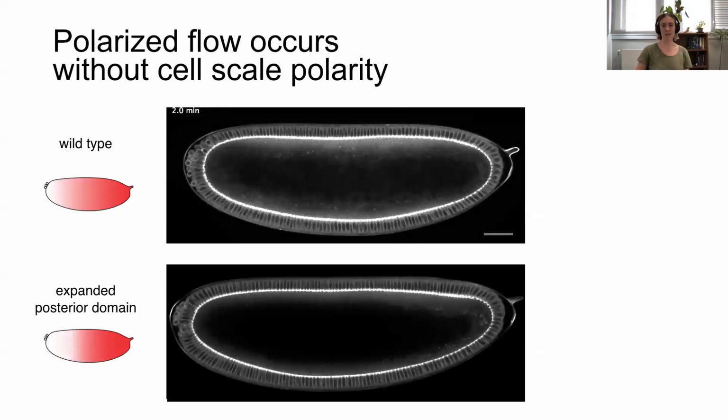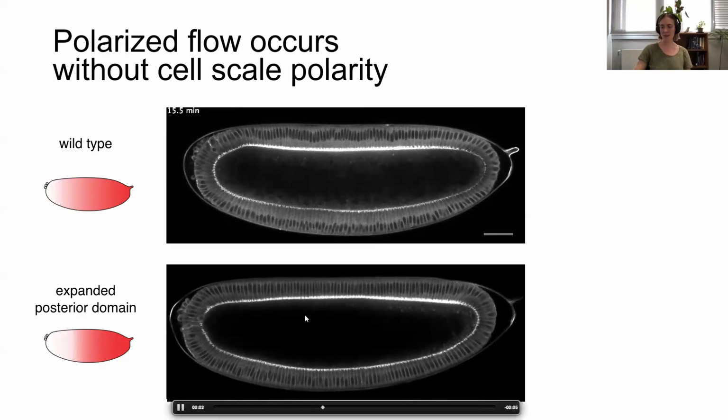And we know that it's related to this patch of myosin on the end of the embryo. So we thought, what if we just make this patch of myosin on the end of the embryo bigger? Then maybe we can accelerate the flow because we have more of this contractile force-generating material. So let's expand the posterior domain of the embryo. Let's put more myosin in. Let's get more polarized flow.